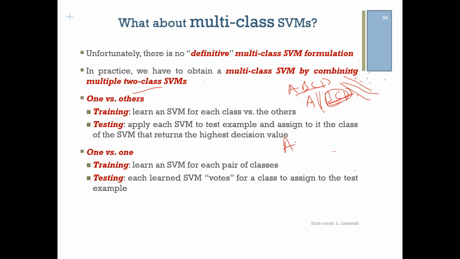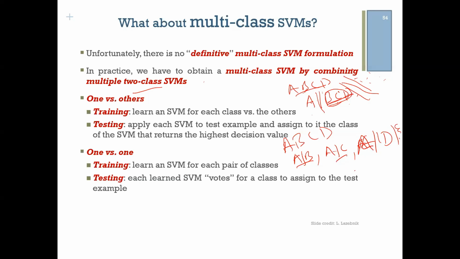So for the same example of ABCD, this is how we are going to make it. Since we have four classes, A, B, C, D, we're going to train class A and B. You try to separate them, A and B. You train another SVM, A and C. You train another SVM, A and D.